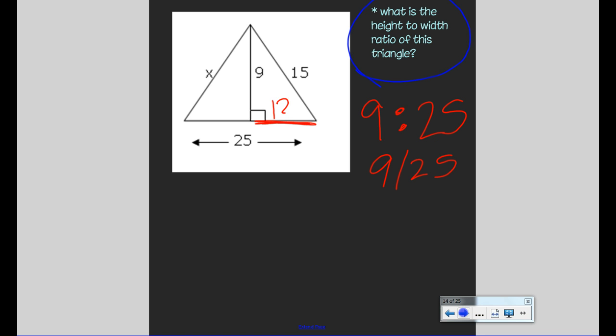So if that's 12 and that's 25, what's 25 minus 12? 13. So now you need to do Pythagorean theorem with 13 and 9. 13 and 9. Unfortunately, this one is not a perfect square. 15. That's the approximate answer.